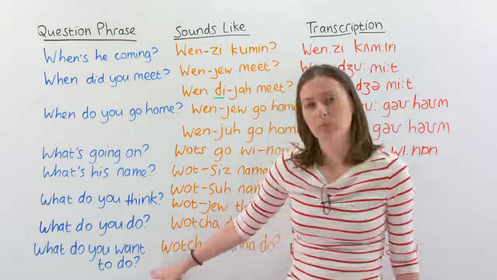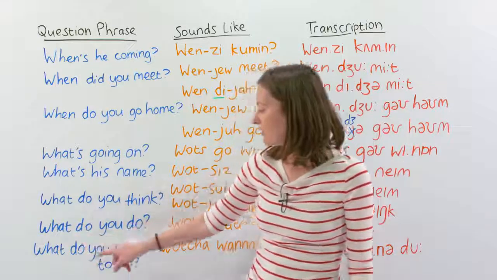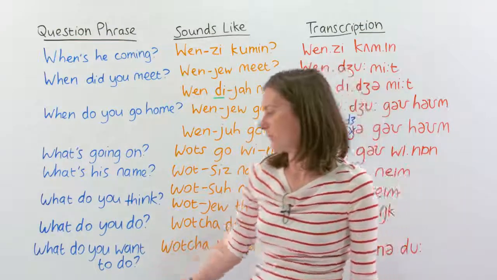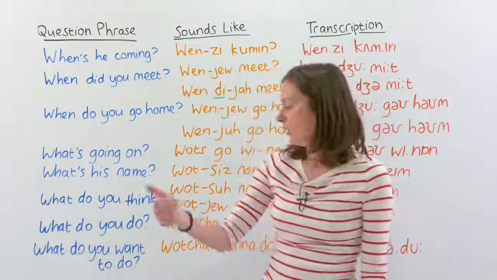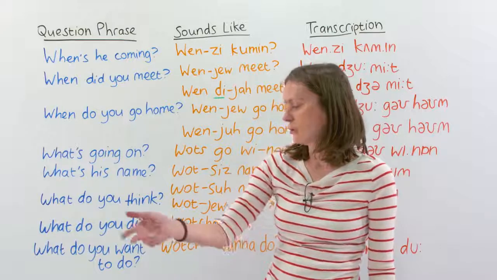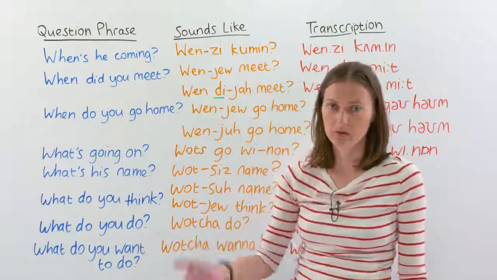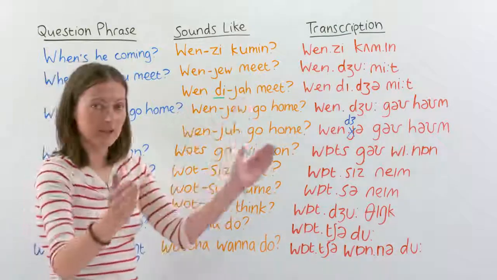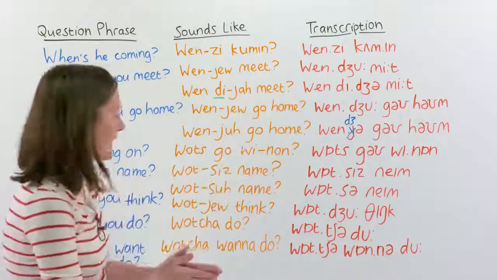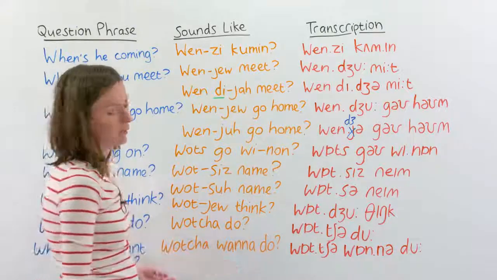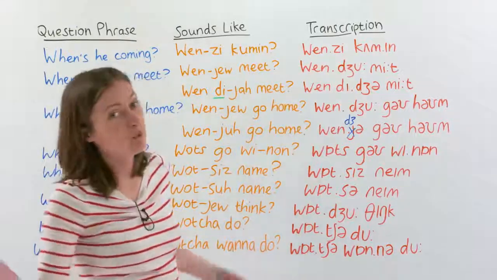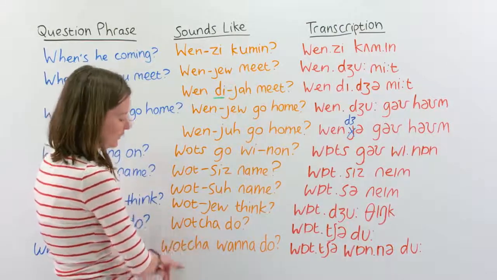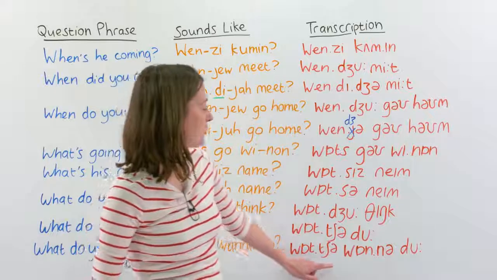Looking at the last example now, what do you want to do? How many sounds in that one? What do you want to do? Six syllables. I'm a native speaker. I don't say it that way. I say, what do you want to do? Do you want to go put a bet on in the betting shop? What do you want to do?